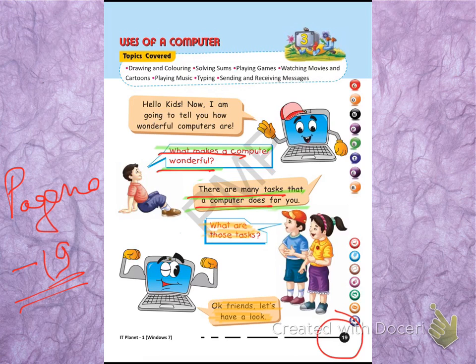Okay. So what makes a computer very wonderful, children? What is the thing that makes computer very, very interesting? Let us see. It is interesting because computer helps us to do so many different tasks for us. That is why computer is very interesting to us. Okay? Let us see what are the tasks that are done by computer.